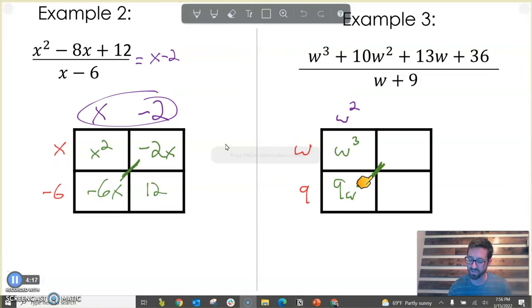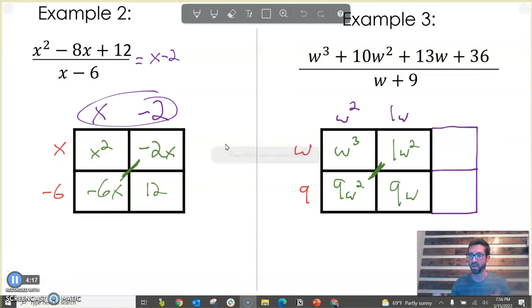Because something squared plus something squared, if they're like terms, would add up to be something squared. And so you're like, oh, this must be 1w squared. Well, if that's 1w squared, divided by w is 1w. And then 1w times 9 is 9w. And you're like, oh no, what do we do now? Relax, we can extend our box. Remember how when we multiply polynomials, our box can shift and change depending on our number of terms? We can extend our box out if we need it.